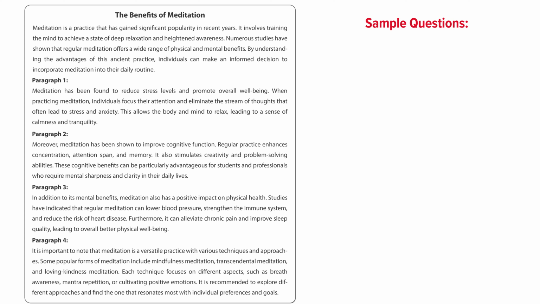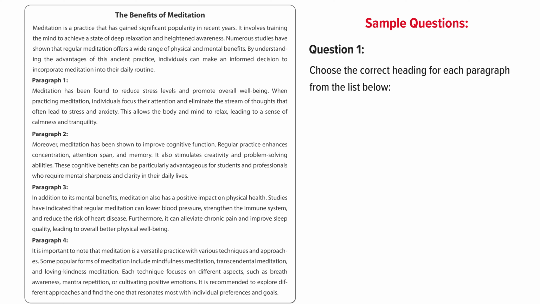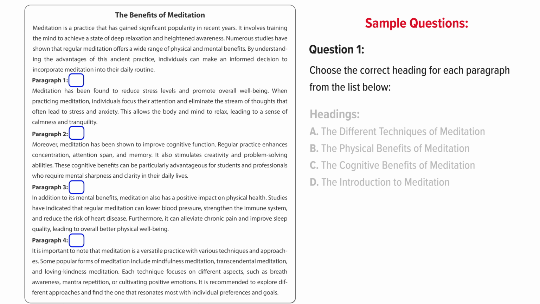Sample questions. Question 1. Choose the correct heading for each paragraph from the list below. Headings. A. The different techniques of meditation. B. The physical benefits of meditation. C. The cognitive benefits of meditation. D. The introduction to meditation.